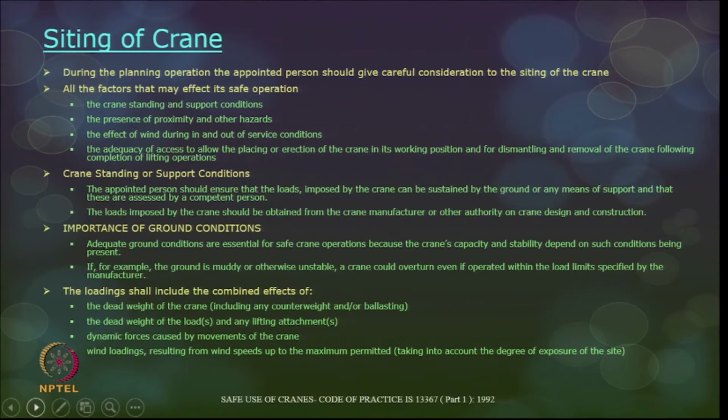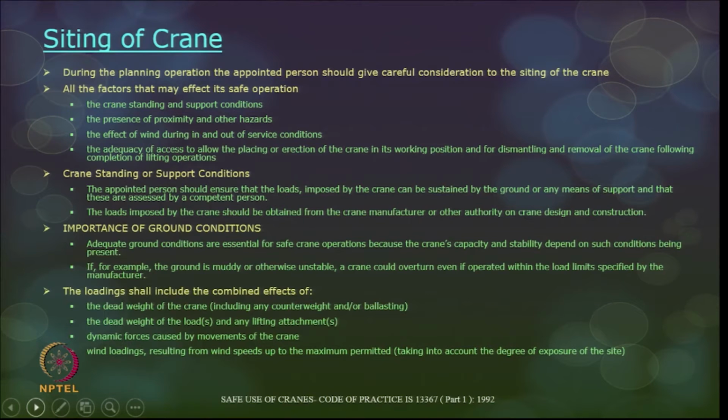Setting of the crane is primarily the setting up and assembly of the crane. During the planning operation, the appointed person shall give careful consideration to the siting. You should take care of ground conditions and other precautions while siting the crane. All the factors that may affect the safe operation of a crane should be understood: the crane standing position, support conditions, and the presence of proximity and other hazards. Primarily, is it close to overhead power lines, or is there a building very close by? All this has to be understood. The effect of wind also has to be studied.